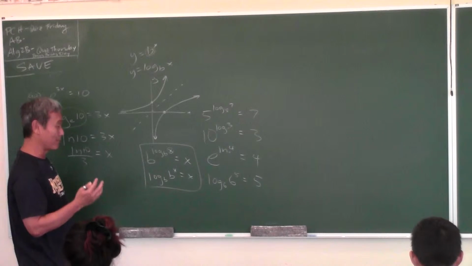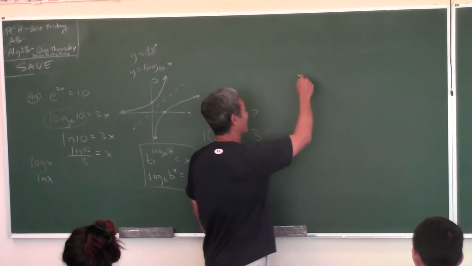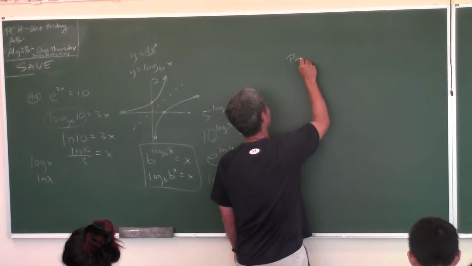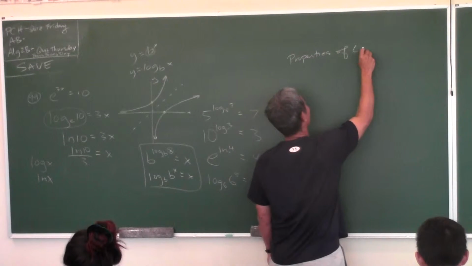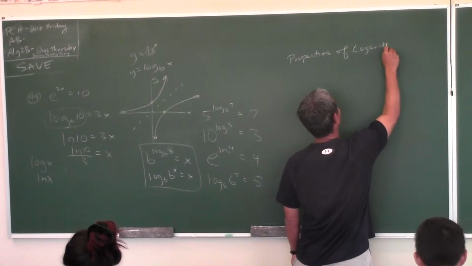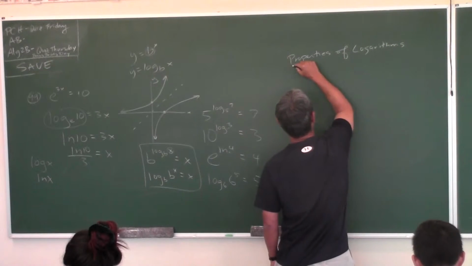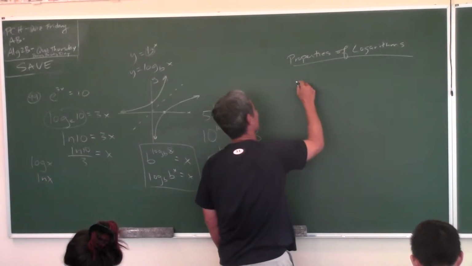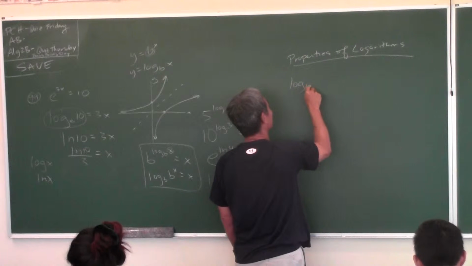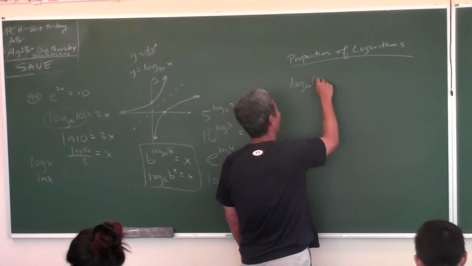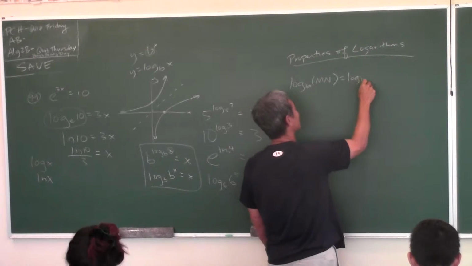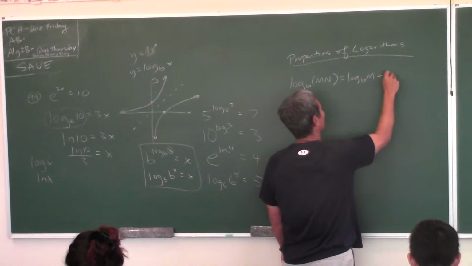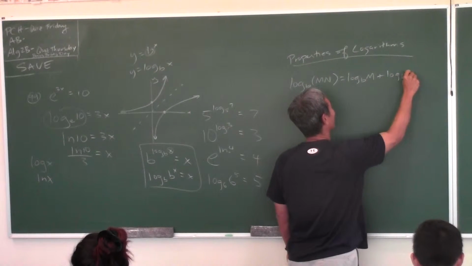Now here are your properties of logarithms right here. I'll write them on the board, but it's in your book. Properties of logarithms. I'm going to spend several days on this. Okay, so here's the first one. Log base b, which can be any base, of m times n is equal to log base b of m plus log base b of n.